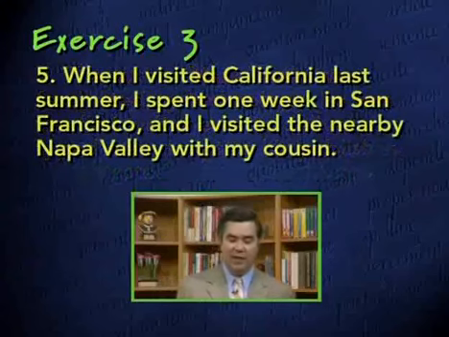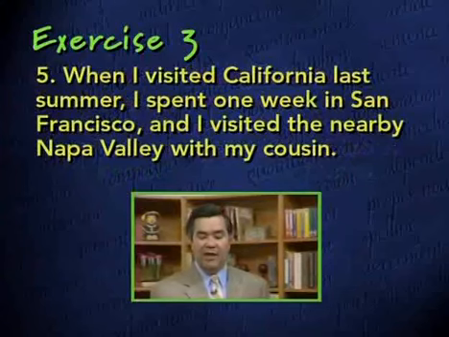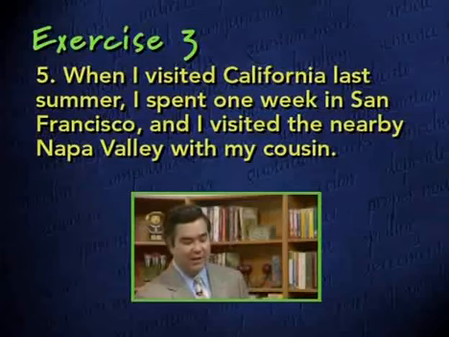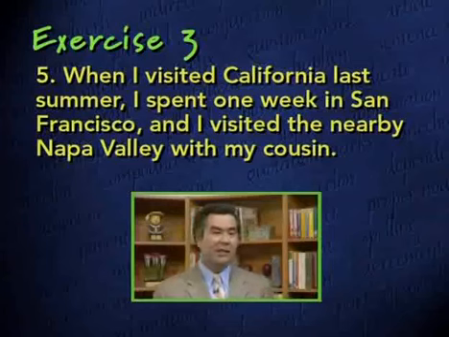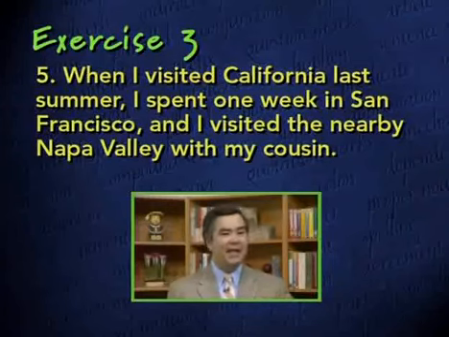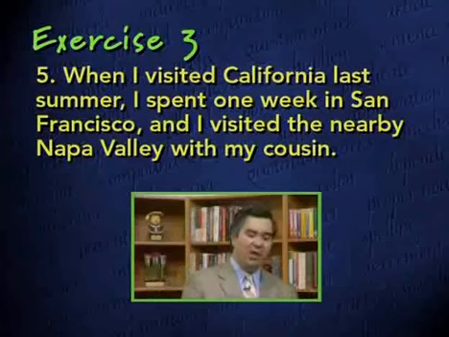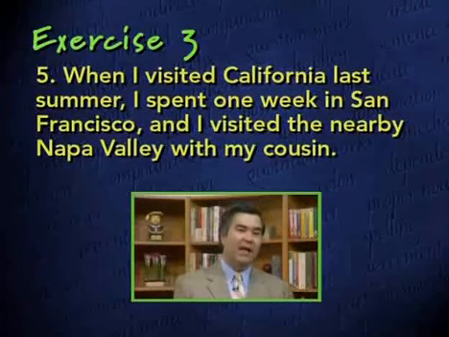Our last sentence reads, when I visited California last summer, I spent 1 week in San Francisco, and I visited the nearby Napa Valley with my cousin. Here we have three clauses. The first one, when I visited California last summer, is a subordinate clause. Perhaps you can tell that it can't stand alone as a sentence. It leaves us wondering what happened when I visited California last summer. It sounds incomplete, and it is.